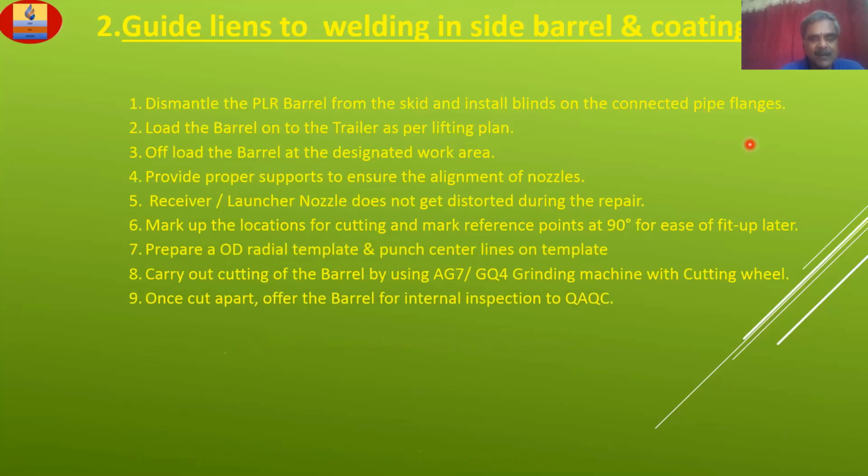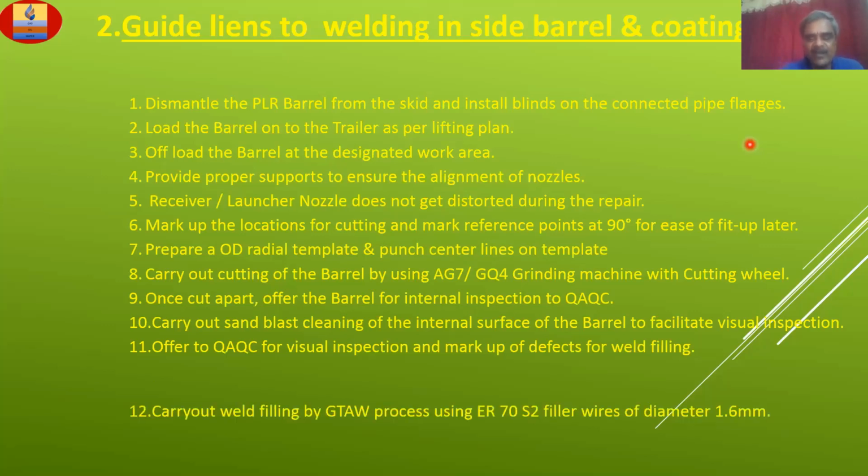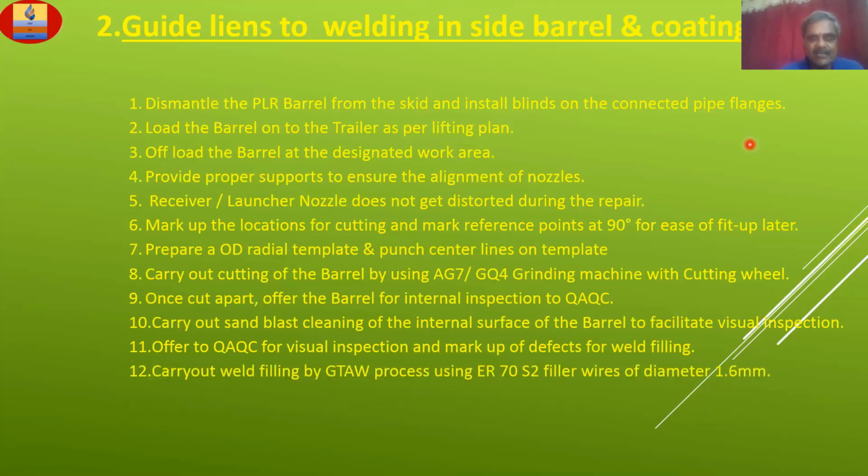Once cut apart, offer the barrel for internal inspection to QAQC team. Carry out sandblasting, cleaning of the internal surface of the barrel to facilitate visual inspection. Then visual inspection by QAQC team and mark up defects for weld filling. Carry out weld filling by GTAW process, or you can say overlay also, using ER70S2 filler wire diameter 1.6 mm. Then offer for visual inspection.